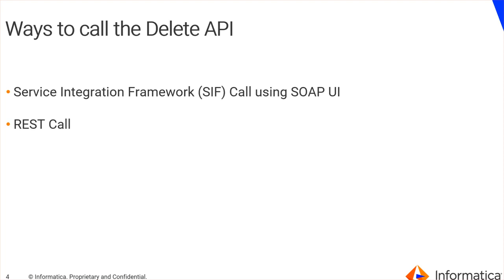The delete API can be called in two ways. One is by performing a SIF call from the SOAP UI, and the other is the REST call. Now I am going to demonstrate how to call the delete API using REST to soft delete a record from the ORS. In this demonstration, we will be covering two use cases.